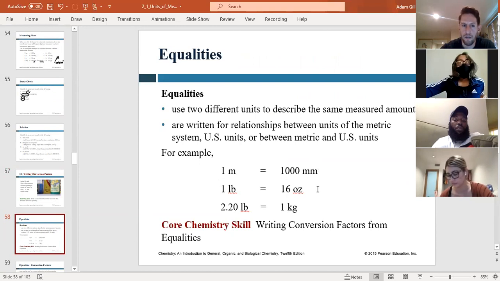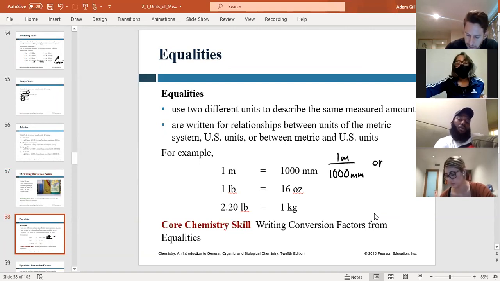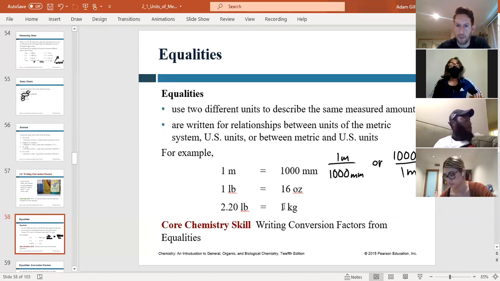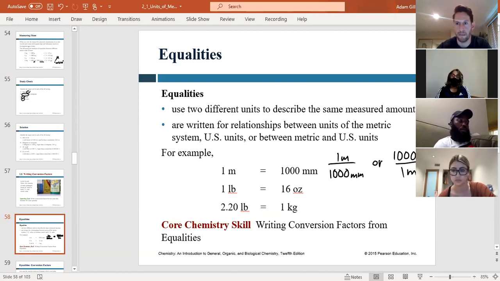Now you can write these as fractions. You can say 1 meter per 1,000 millimeters, or you can write it the other way. You can say 1,000 millimeters per meter, right? So anytime you have an equality like this between two different units, you can write it as a fraction, but you can write the fraction one way or the other. Doesn't matter which way you write it, because there's 1 meter per 1,000 millimeters. There's also 1,000 millimeters per meter.